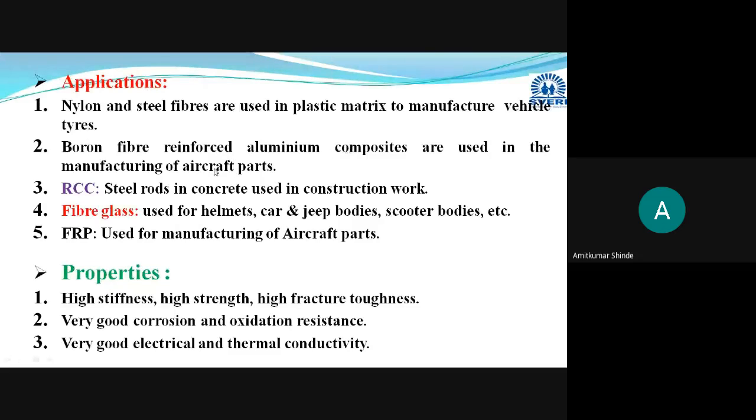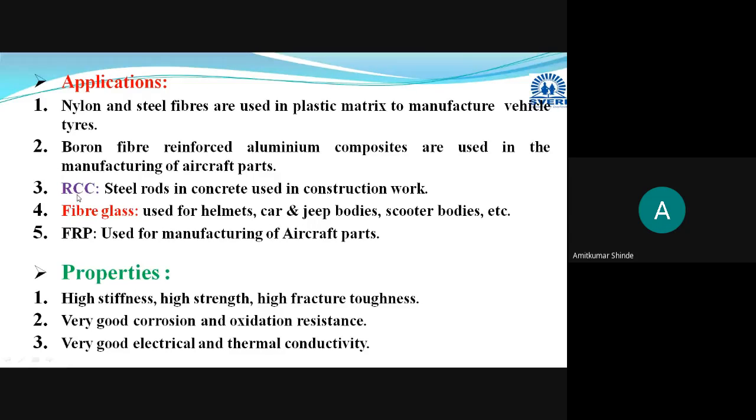Then these composites are used for aircraft parts. Fiber reinforced plastics are also there, where carbon can be introduced in the plastics, and that can be used in the manufacturing of different aircraft parts. Then RCC, reinforced cement concrete, is there.